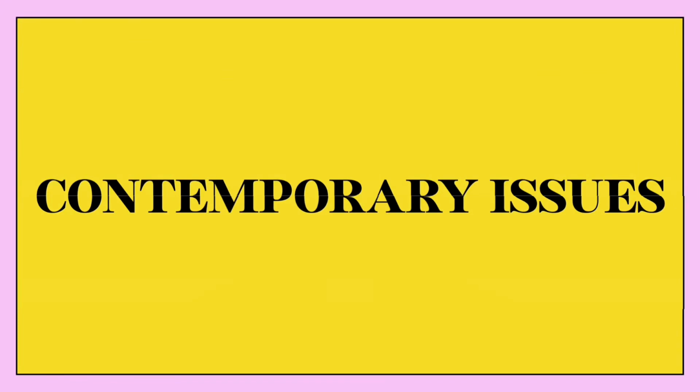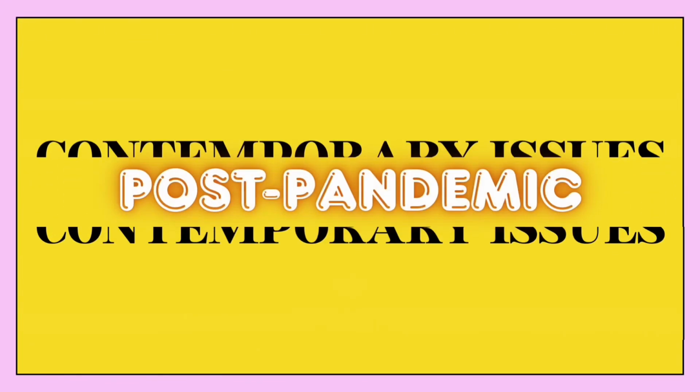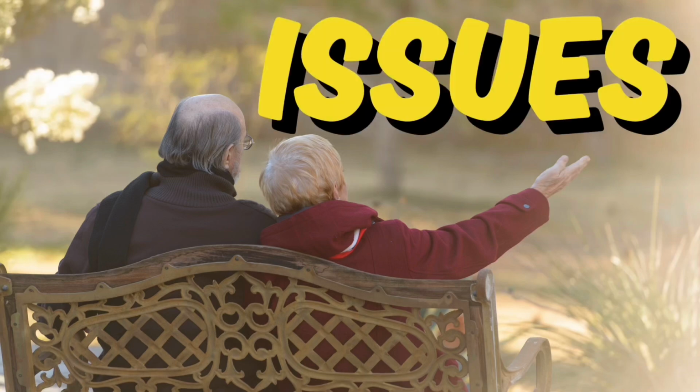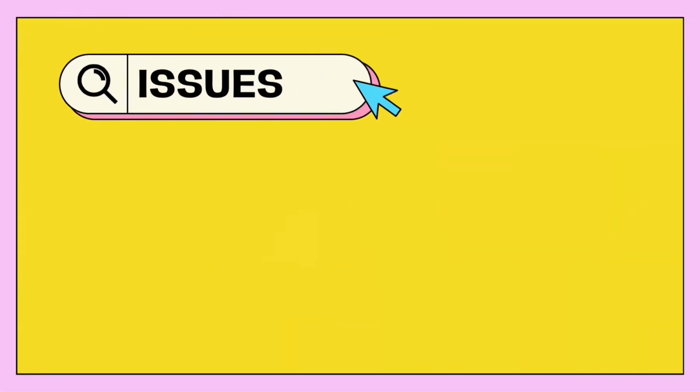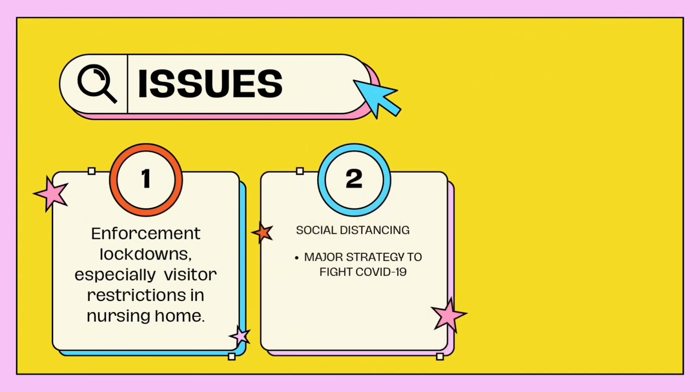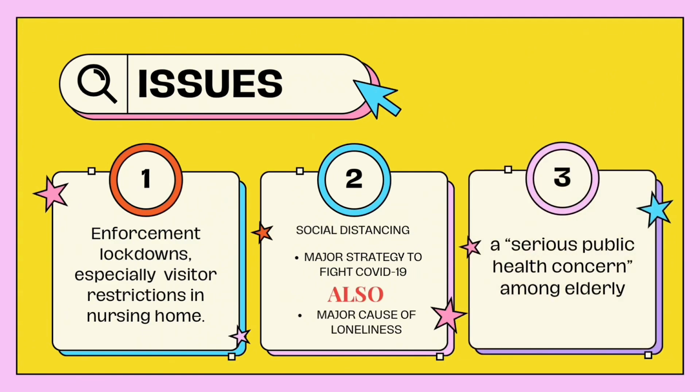The contemporary issue first, we will see in post-pandemic. In post-pandemic, there are issues, impacts, and social theories. But first, let's see the issue. One of the major post-pandemic issues was enforcement of lockdowns, especially visitor restrictions in nursing homes. Social distancing, though a major strategy to fight COVID-19, was also a major cause of loneliness. It is also well known that this is a serious public health concern among older adults.